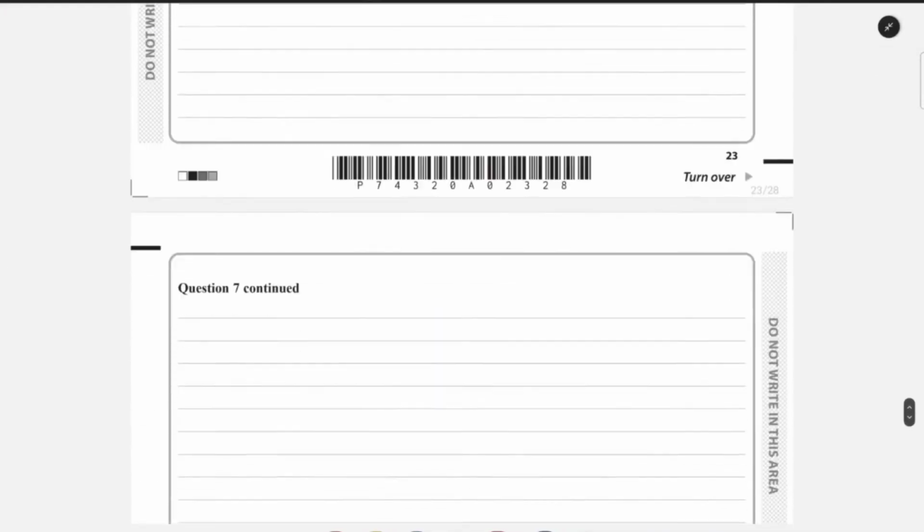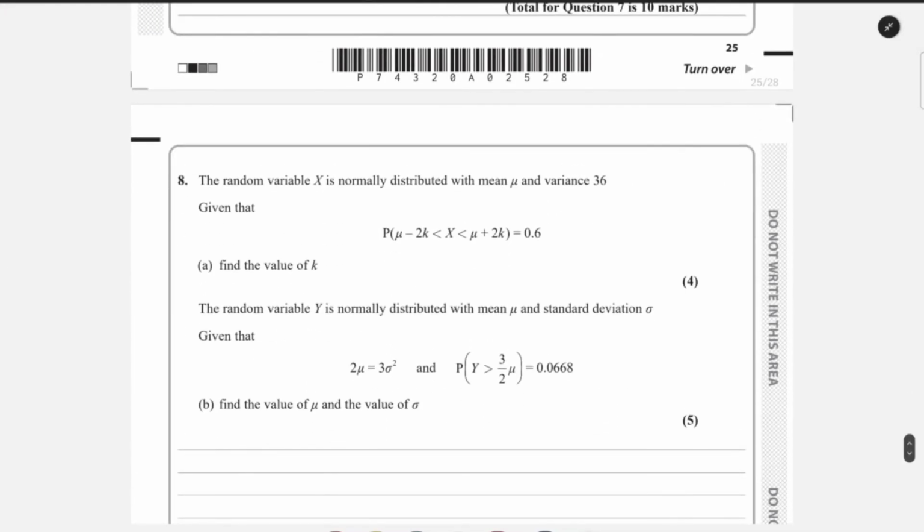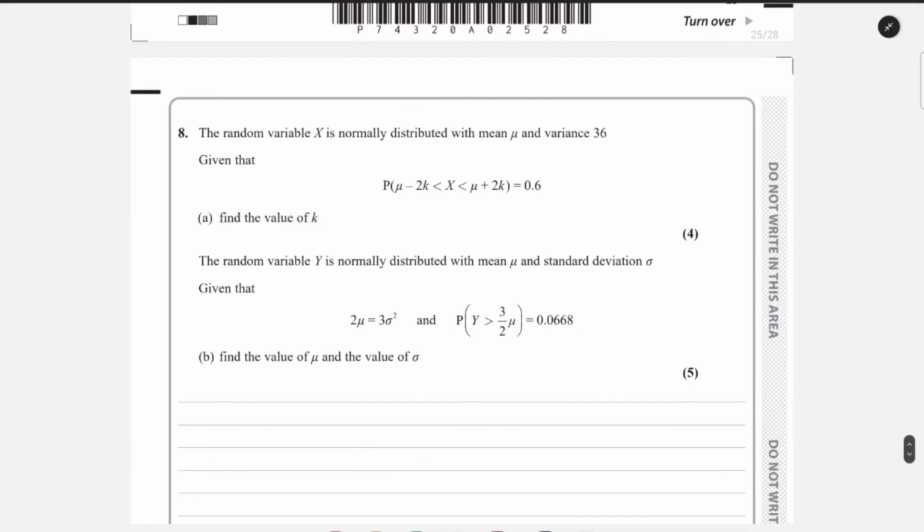Now on to the last question of this paper. We have another question on normal distribution. We are given a random variable x in part A with mean mu and variance 36. So x is normally distributed, mean mu, variance 36. We can write it like this, 6 squared.